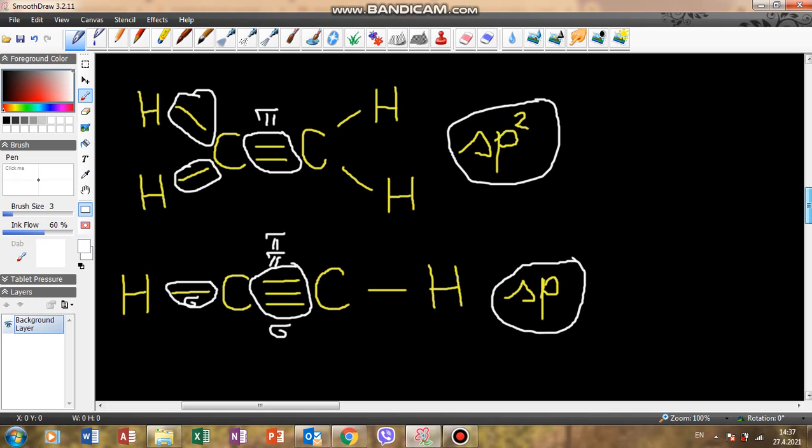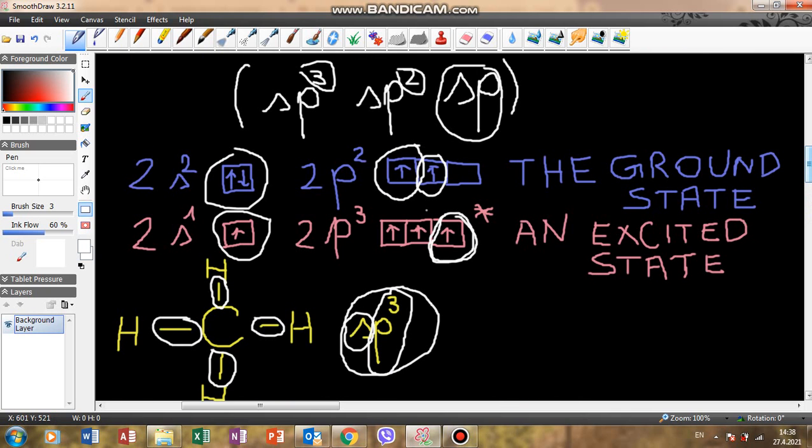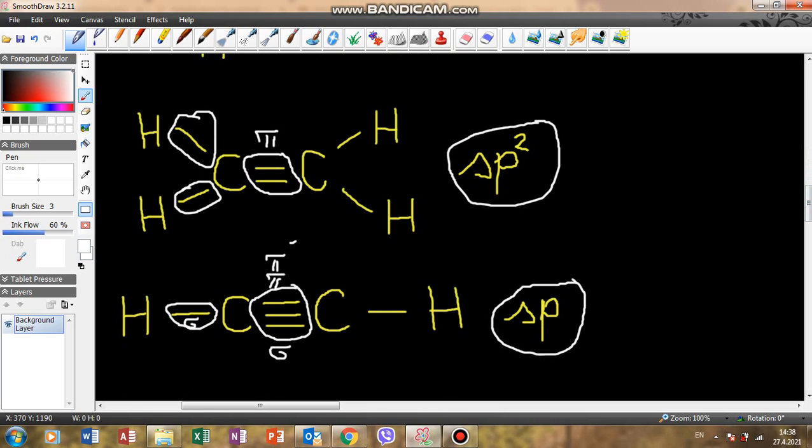And in the case of sp hybridization, you have two atomic orbitals, precisely two p atomic orbitals, py and pz atomic orbitals, that are not hybridized in this case, and they form these two pi bonds by lateral overlapping.